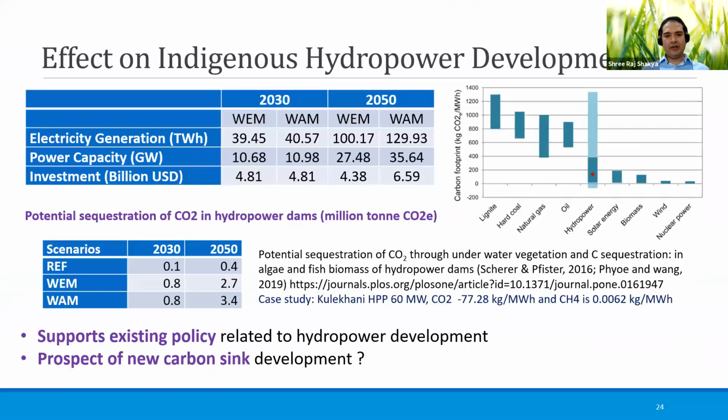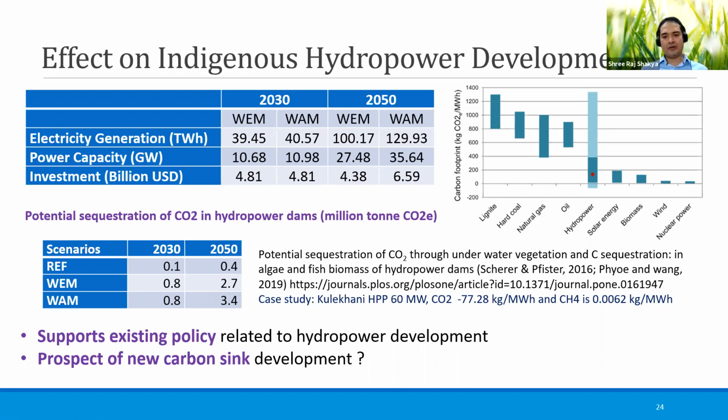So in terms of the indigenous hydropower resource development under this net zero emission strategy, it has been seen that because of the mitigation measures implemented, there will be additional demand for hydropower. Somewhere around 35 gigawatts of hydropower will be required. And one of the very interesting parts is that this hydropower can act as both source and sink, and it depends upon the location and climatic condition of the hydropower plant.